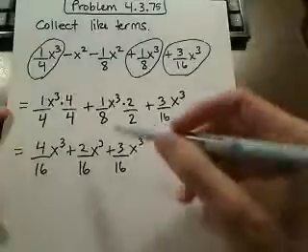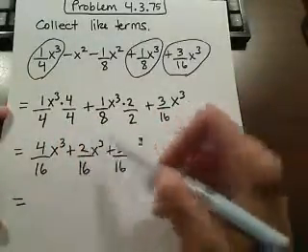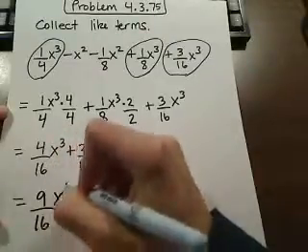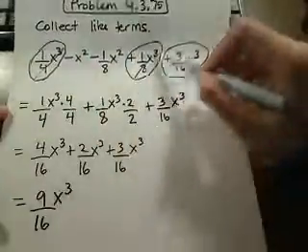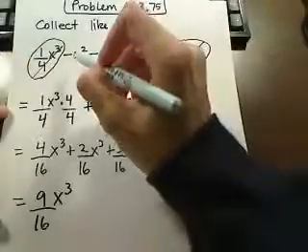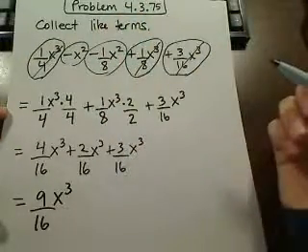So for the x to the thirds, we can now add the numerators together. This is 4, 5, 6, and then 3 is 9. So we have 9/16 x to the third. Okay, and that takes care of our x to the thirds, so we can cross those off. And then we need to go back and take a look at the x squareds.